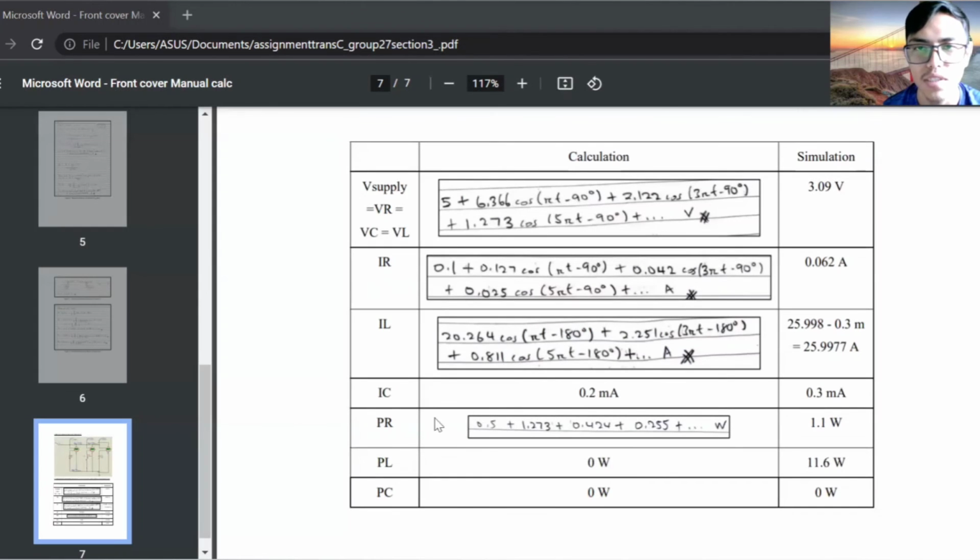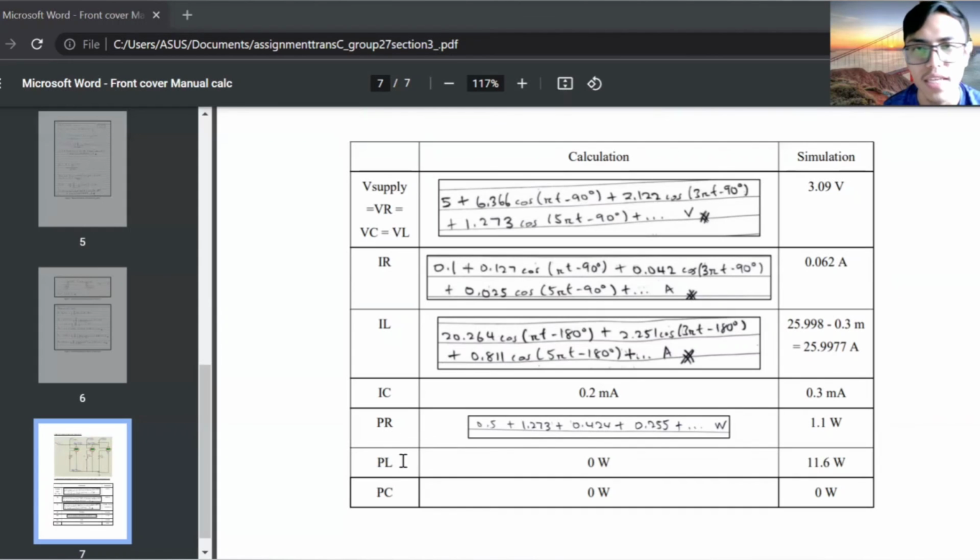Next, for the current at the capacitor, we got 0.2 milliampere for the manual calculation, and in simulation we got 0.3 milliampere. So the difference is only 0.1 milliampere. Next, for the power for each load, the first is the power at the resistor, we got 0.5 for DC power, and the first three terms for the AC power here. And for the simulation, we got 1.1 watt. So the difference is about 0.5 to 1 watt between calculation and simulation.